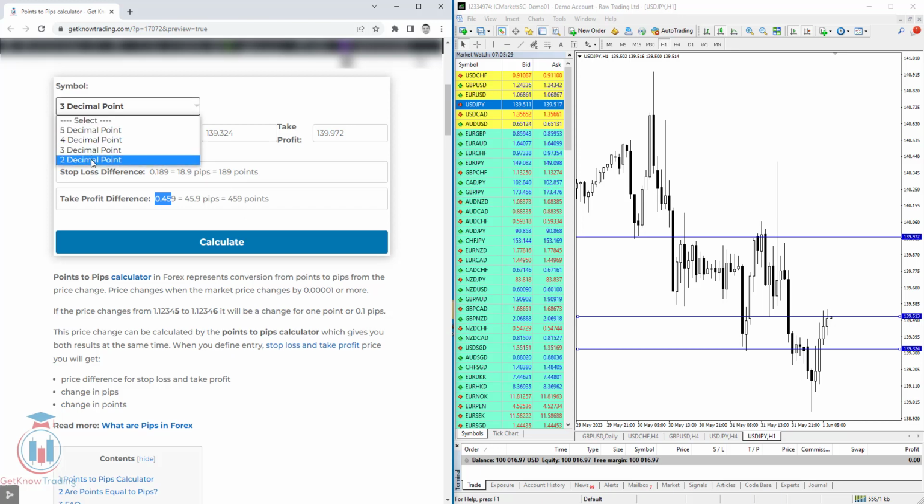If you put here that you have a currency pair with the 2 decimal points, you will see that the last decimal point doesn't count at all. So the third one in the price doesn't count at all in this calculator, but you get only the first two digits after the decimal point. So here we have a 19 pips difference and 46 pips, which is equal to 190 points or 460 points. So this is the points to pip calculator, which helps you to define what is the number of points and also the number of pips when the price change between the entry price and the stop loss and the take profit.